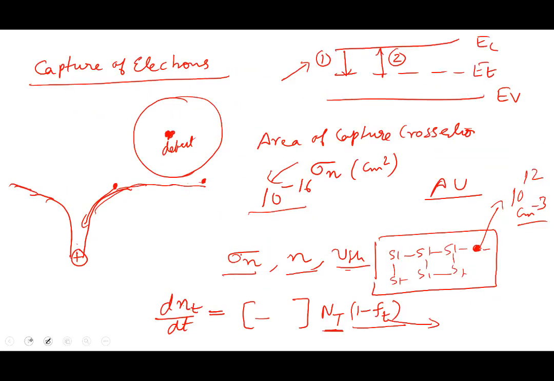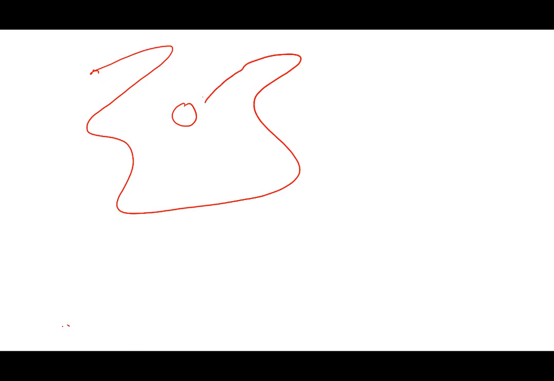Let's see if the capture process makes sense to you. The way people think about how the capture is taking place, as I said, this is a capture cross-section. So we said that the electrons are moving around. Let's say we have a defect here, and the electron is moving around like this, or whatever, and happens to get close and gets captured. Right? It enters the capture cross-sectional area and gets captured.